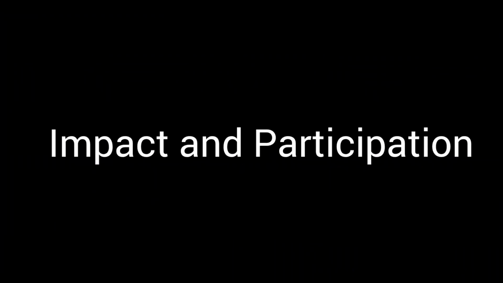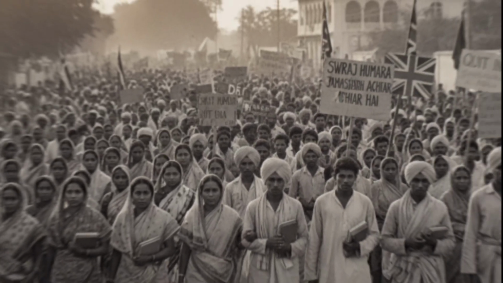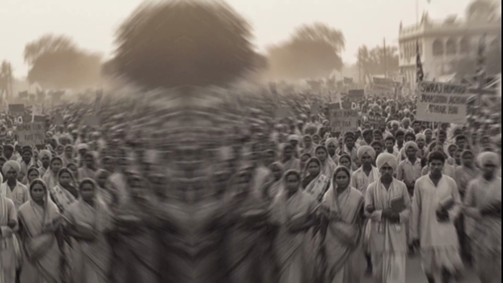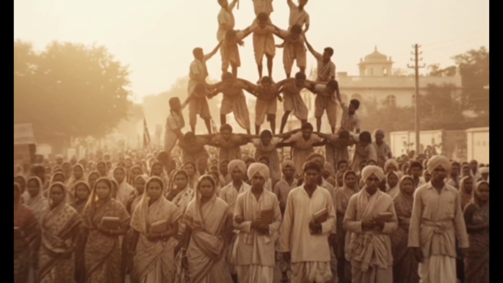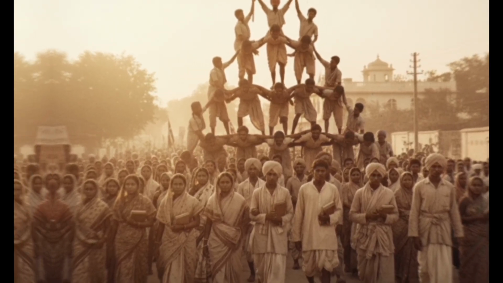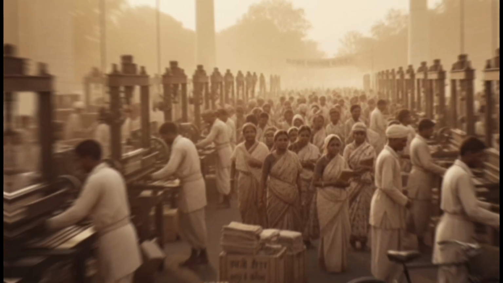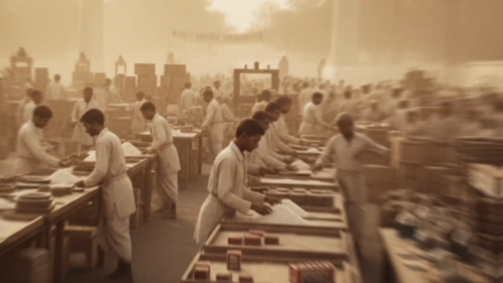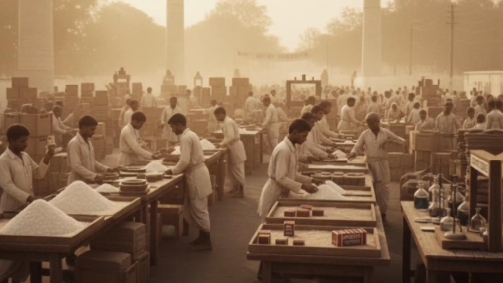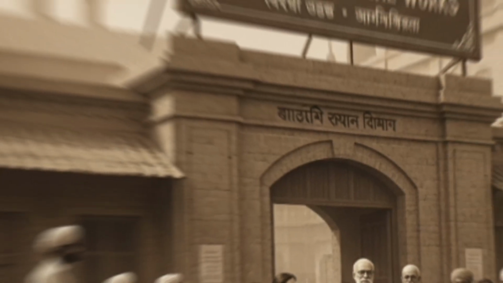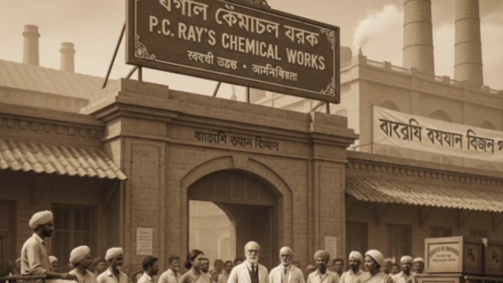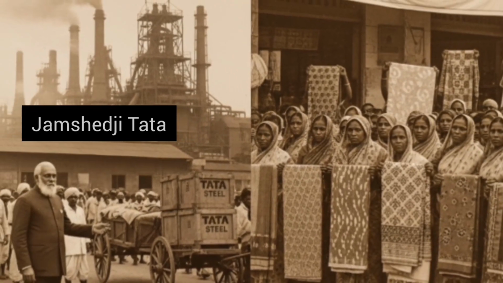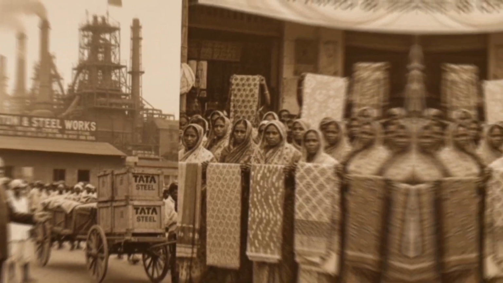Impact and participation. For the first time, women, students, and a large section of the rural population became actively involved in politics. The spontaneous unity of diverse groups formed the basis of a stronger Indian nationalism. The movement gave a tremendous encouragement to Indian industry, stimulating the production of Swadeshi salt, sugar, matches, and chemicals. Example: P.C. Ray's Bengal Chemical Works. It encouraged Jamshedji Tata to open his steel plant and created huge demand for indigenous textiles.